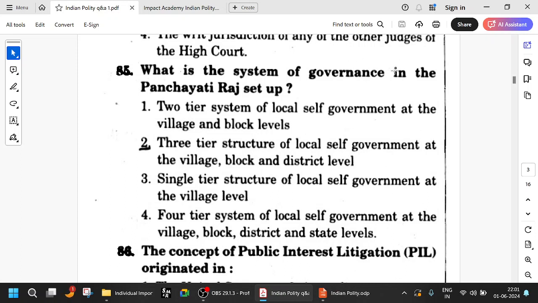So what is the system of governance in the Panchayati Raj setup? There is a three-tier structure of local self-government at the village, block, and district level. Not single, not four, not two. Three-tier system. In India, we have the three-tier system. First one is Rajasthan, followed by Andhra Pradesh.